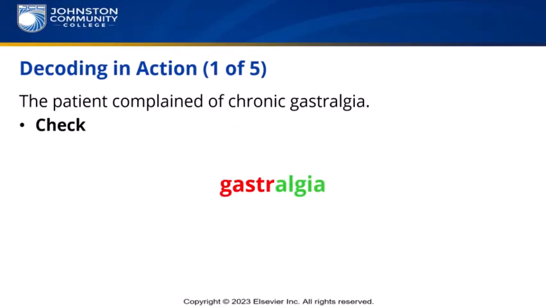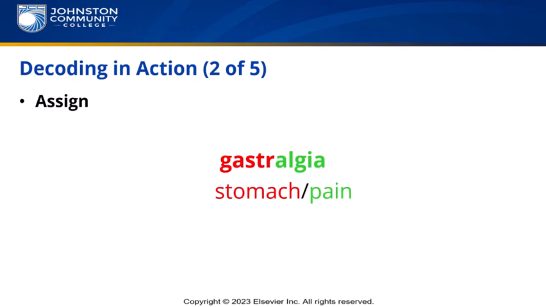Okay, let's put our decoding into action. Here, the patient complained of chronic gastralgia. First thing we need to do is check our word parts. Here you'll notice that the red is the word root and the green is the suffix. Next, we're going to assign their meaning to those word parts. So gastra means stomach and algia means pain.